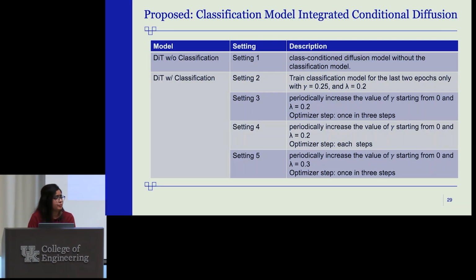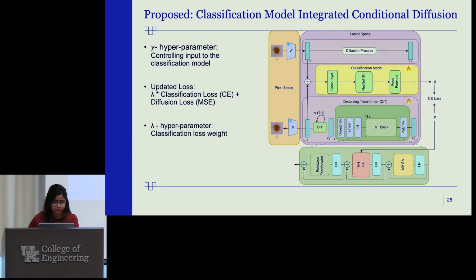These are hyperparameters. We can experiment with more values of lambda and gamma. We try to keep it small because this value is the weight for the classification loss. It is multiplied with the classification loss and then added to the diffusion loss, because the diffusion loss is our first priority. So we try to keep it less than 0.5.